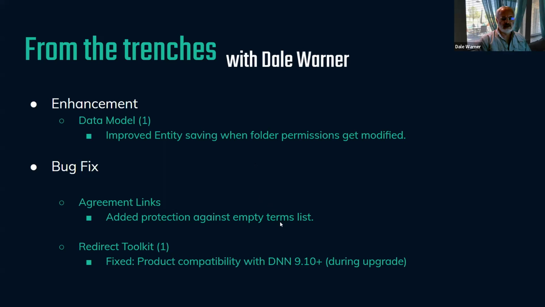We also found a small thing where if you were adding agreement links to a form and you didn't configure it correctly, it would throw an error. The terms are a core part of an agreement link, but if you didn't put terms in there, it would let you save it and then throw an error. So that's a convenience fix, keeping it from throwing an error while you're in development.